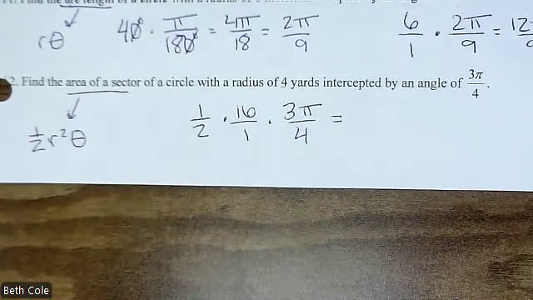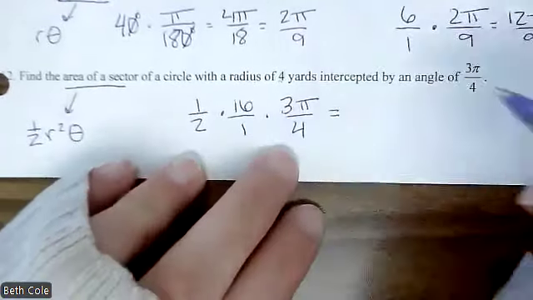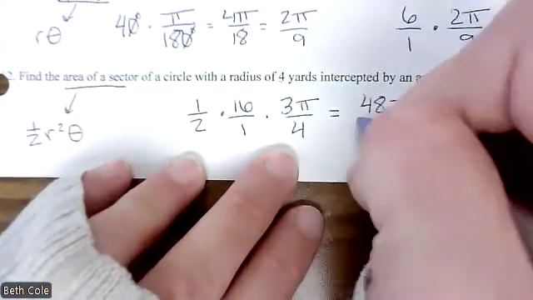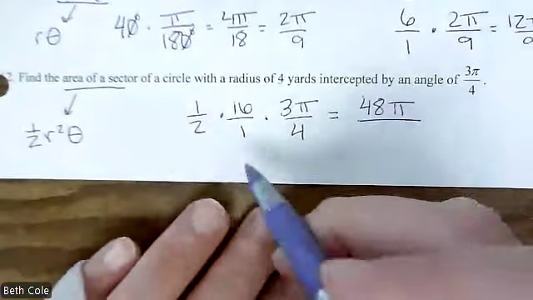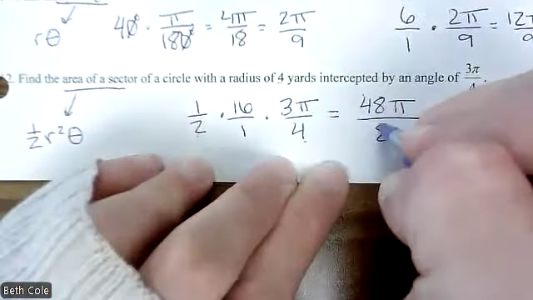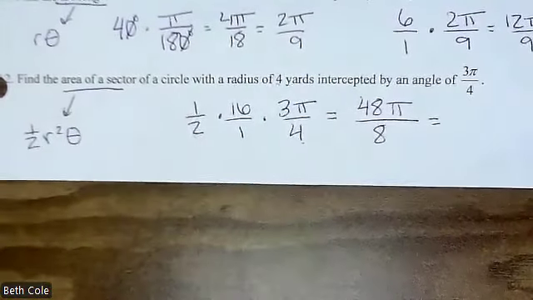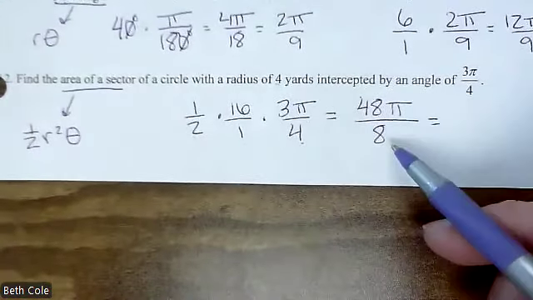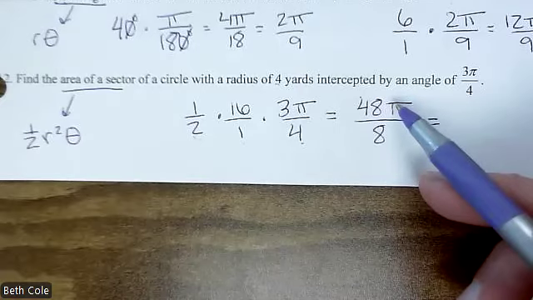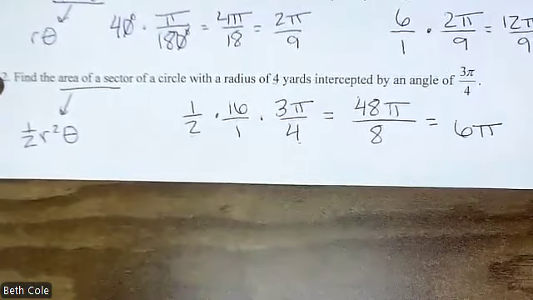Again, I don't want to lose anybody. Where did I get 16 from? 4 squared. Okay, I just want to make sure I didn't lose anybody there. All right, so 16 times 3, 48. So 48 pi over 2 times 1 times 4 is 8. Yeah, and then it is going to reduce, or you can cancel things. There's a lot of ways you can think your way through it. Those will both divide by 8. 48 divided by 8, 6 pi.